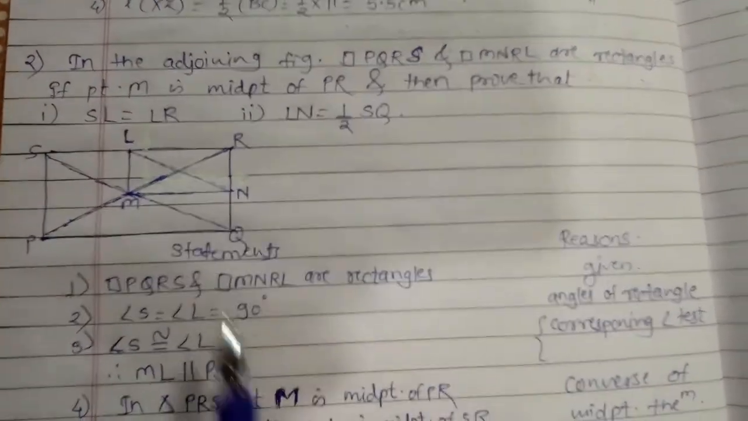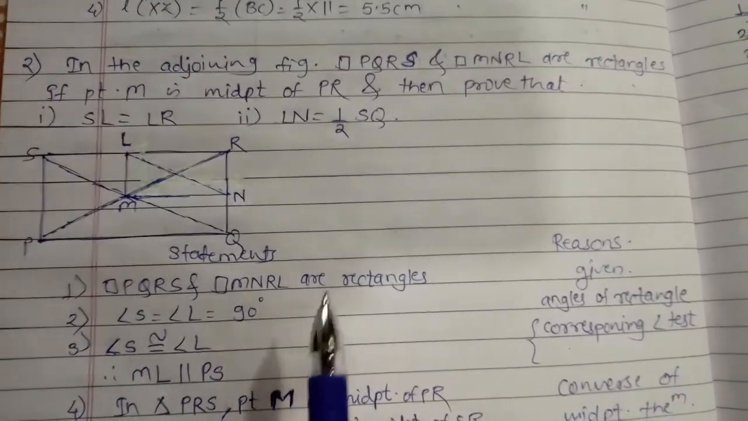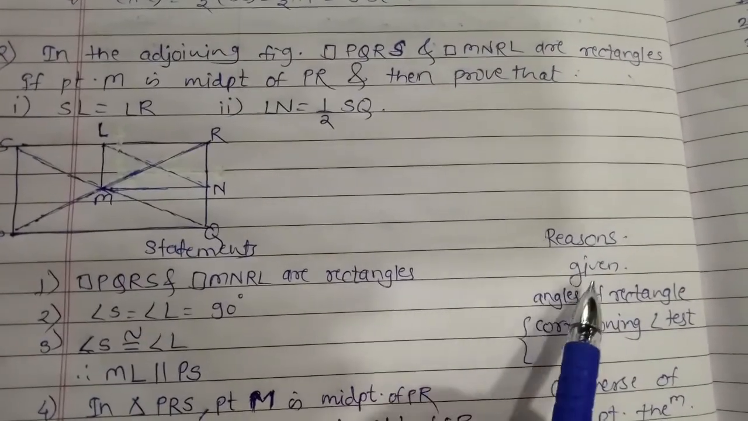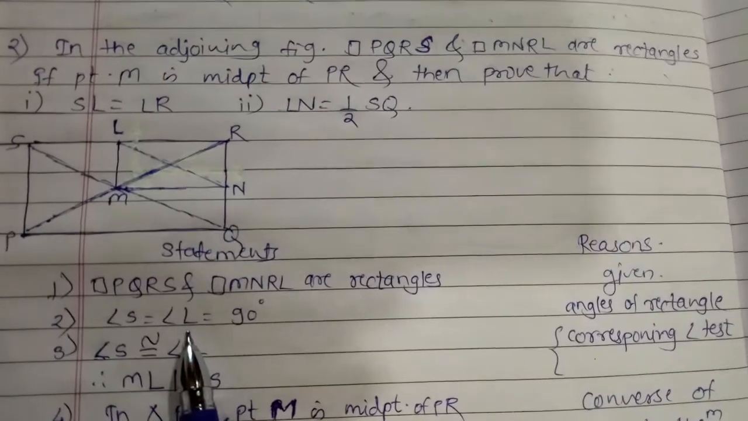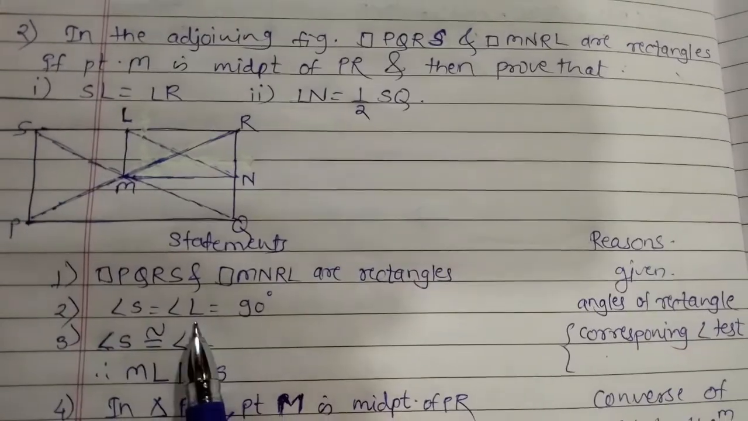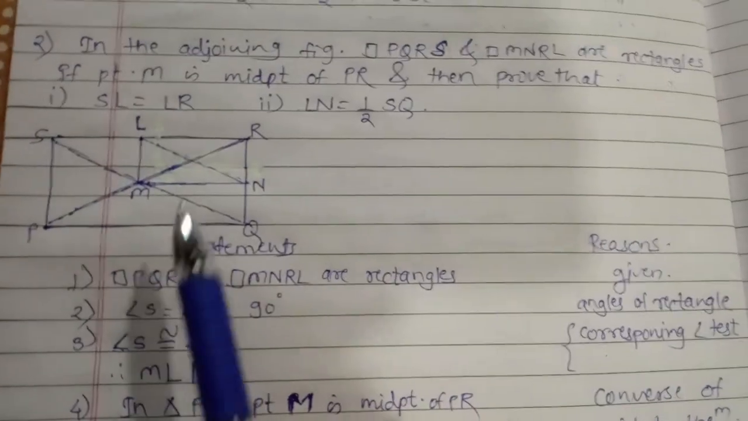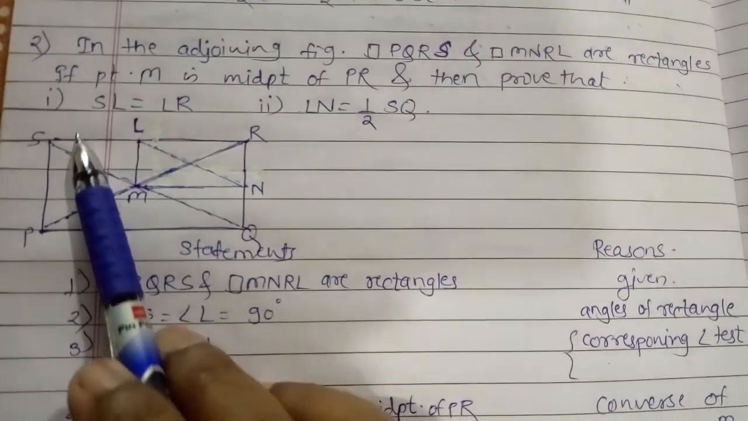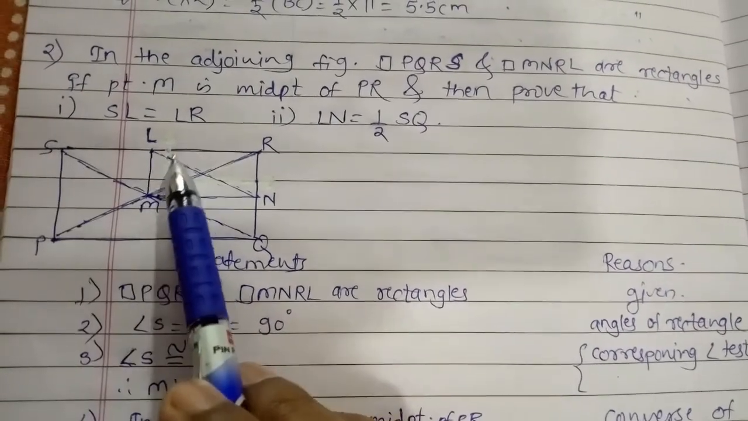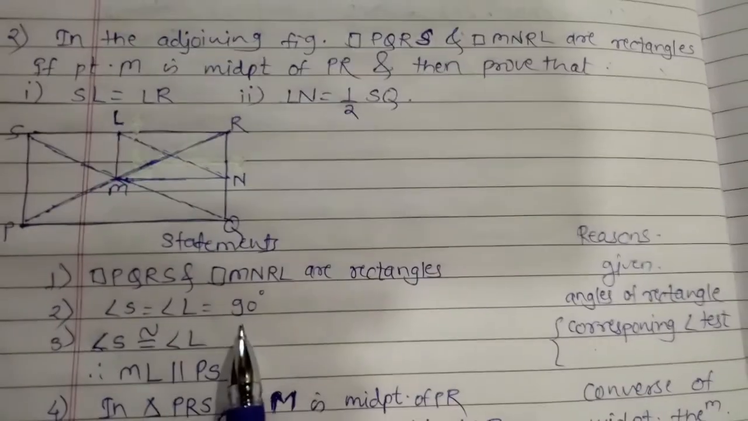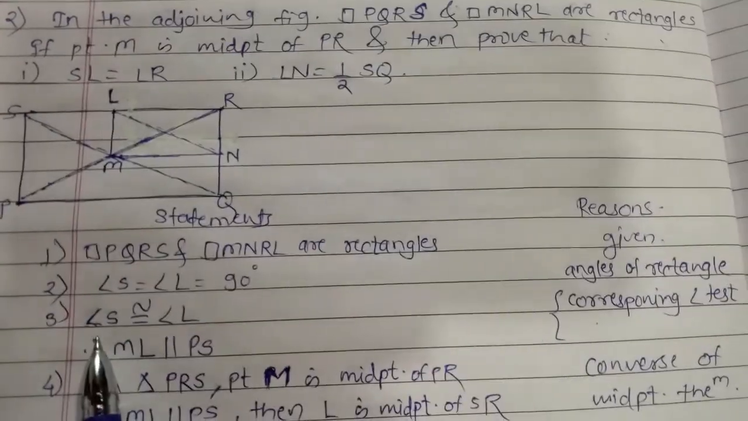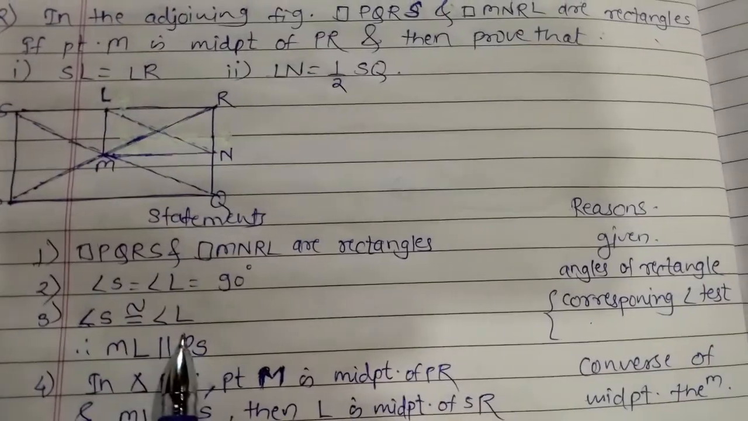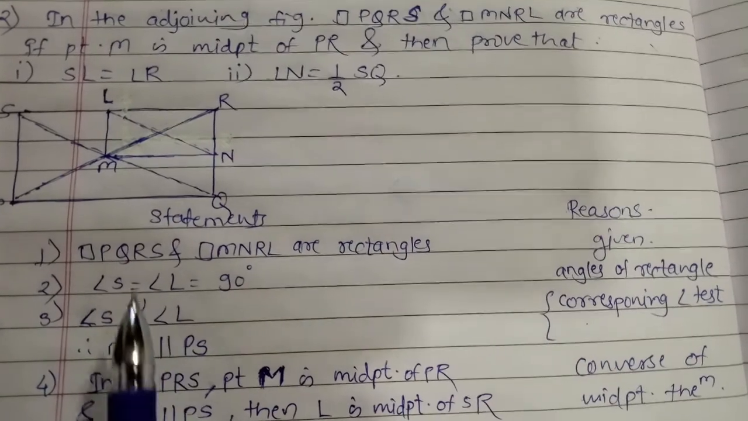You are given that PQRS and MNRL are rectangles. The reason is given, and you know that since it is a rectangle, each angle is of 90 degrees. So angle S is equal to angle L. These are of 90 degrees. So the reason is angles of the rectangle. That means both the angles are congruent, so angle S is congruent with angle L. That is the corresponding angle test.